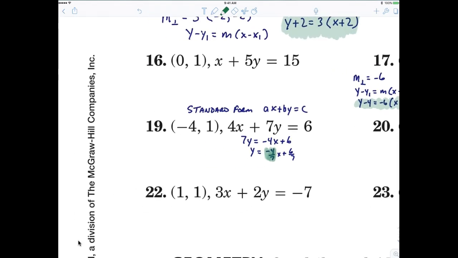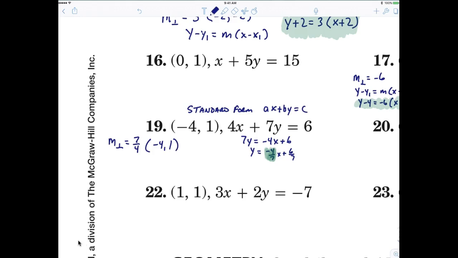So let's come over here and give ourselves some room. The slope of the perpendicular would be 7/4. And remember, that's the reciprocal, change the sign. Now again, remember, it's going through the point (-4, 1).